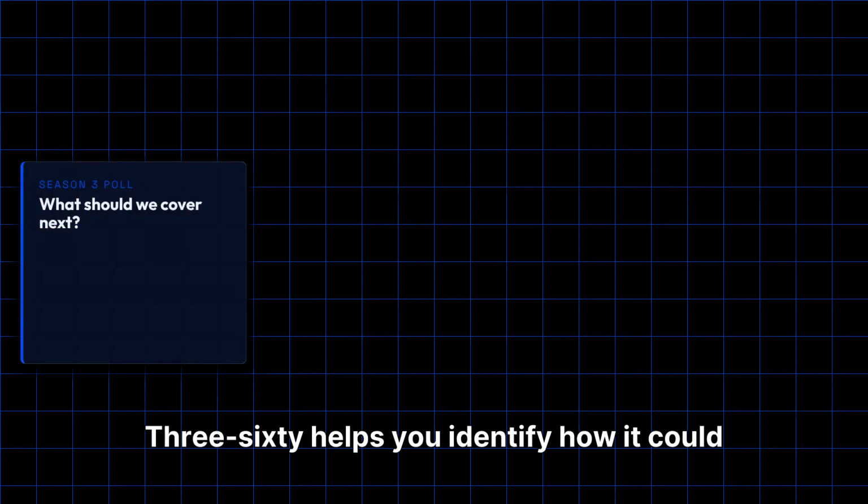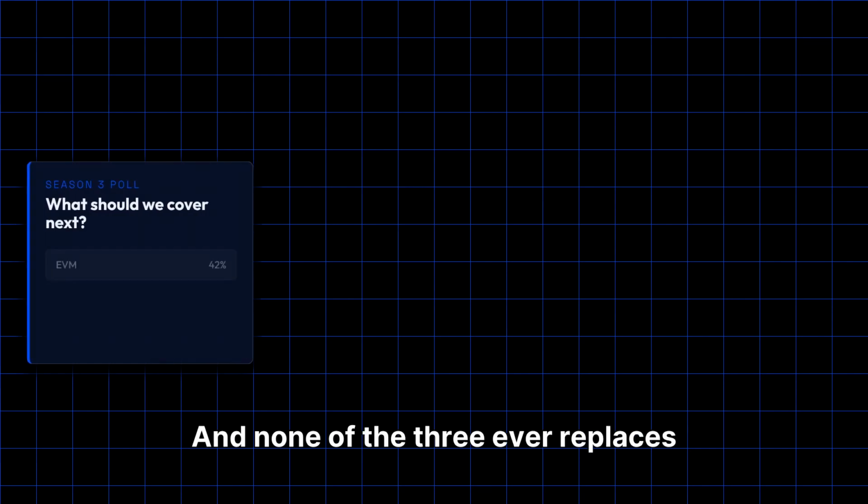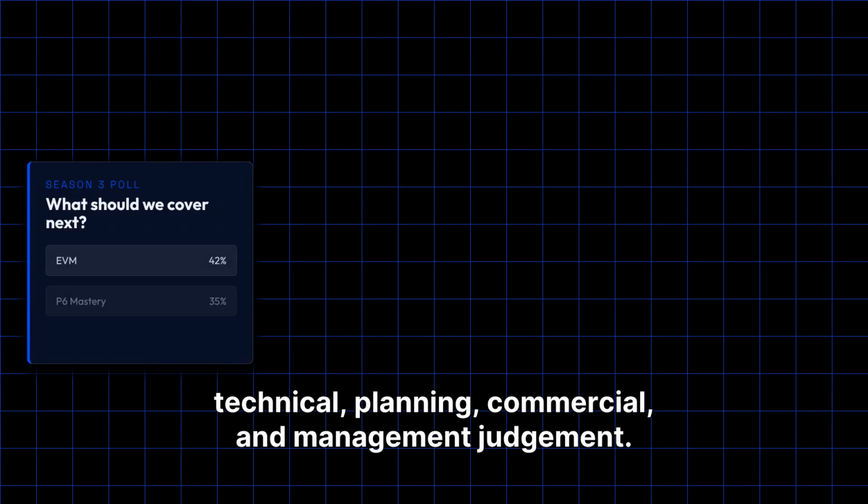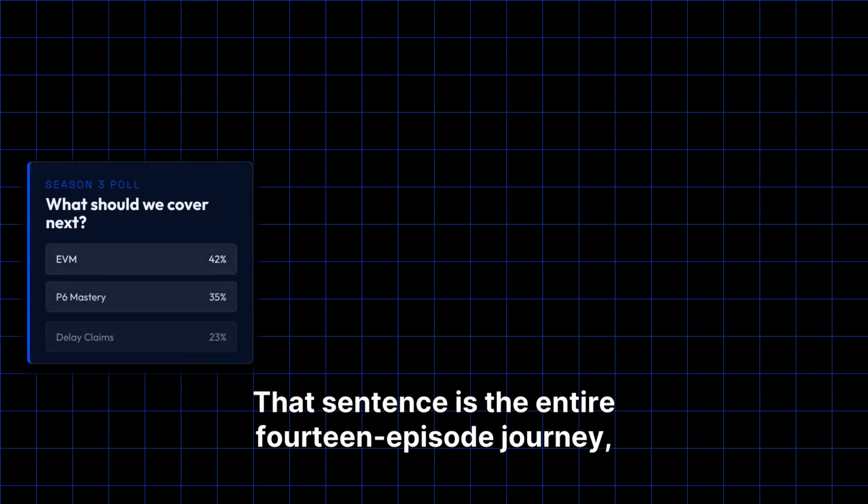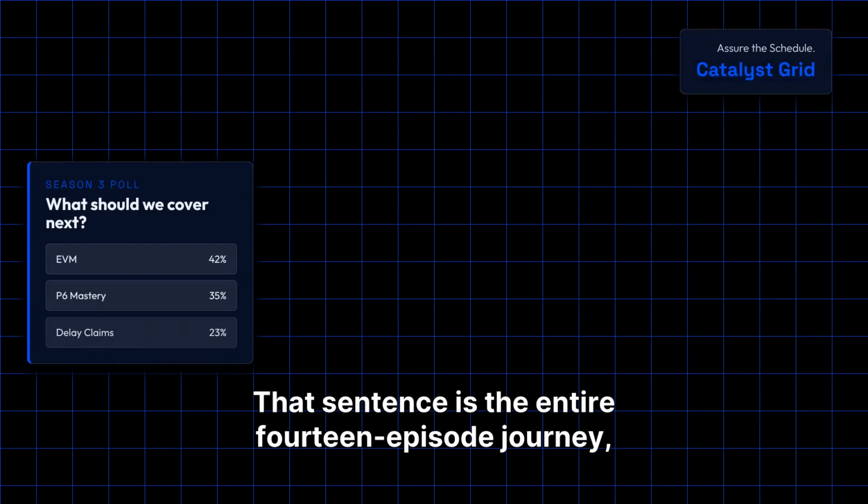Fuse tells you whether the program is structurally credible. Risk tells you how likely it is to achieve its dates. 360 helps you identify how it could be improved, recovered, or accelerated, and none of the three ever replaces technical, planning, commercial, and management judgment. That sentence is the entire 14-episode journey, compressed.